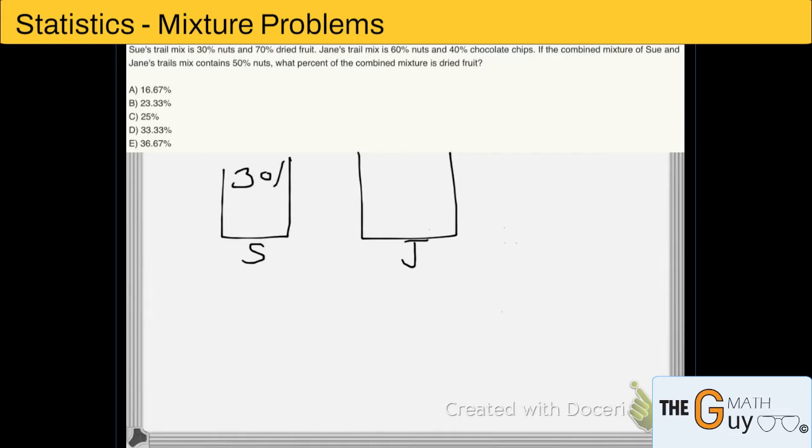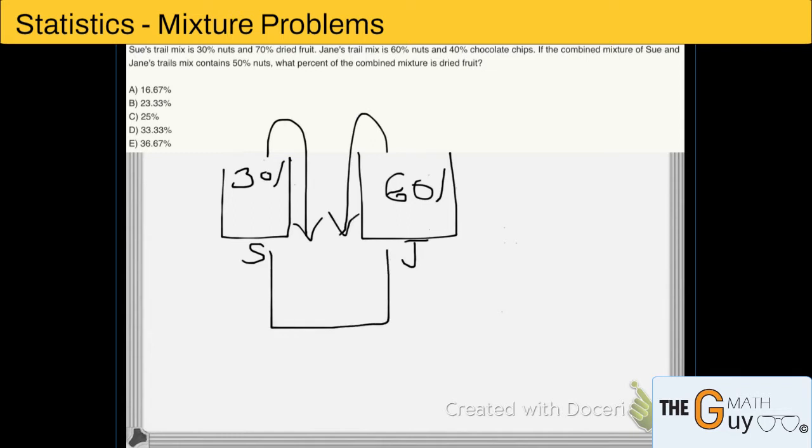30% nuts. This one is 60% nuts. Pen is a bit horrible, but it's fine. If the combined mixture, so now these two are going to combine. This entire mixture is being poured into a third jar, a bigger jar, which is S plus J. And this is 50% nuts.